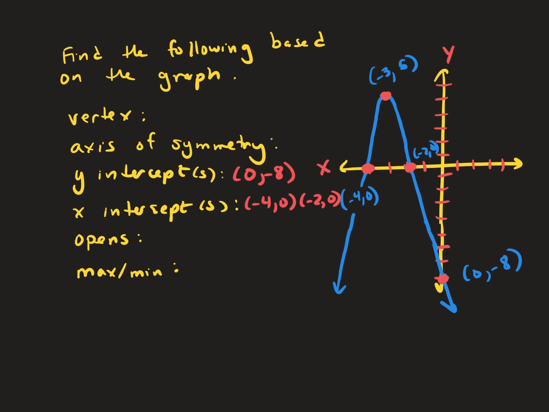Now, vertex is going to be where the parabola kind of turns, where it kind of changes direction. In this case, it's up here. And I believe I made that at (-3, 5). All these are ordered pairs.